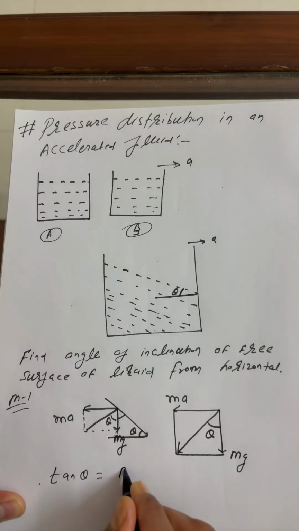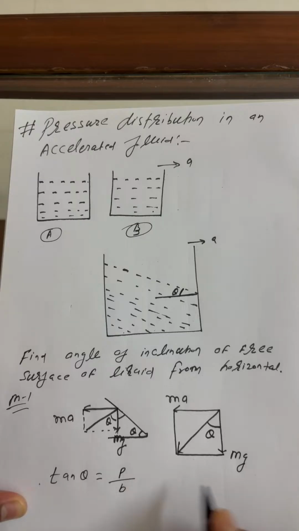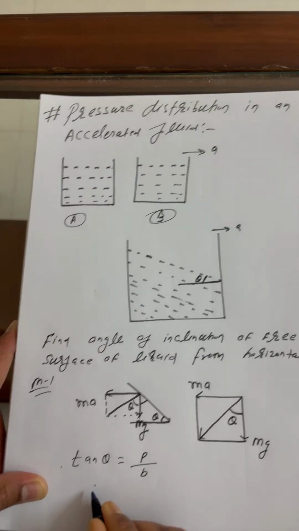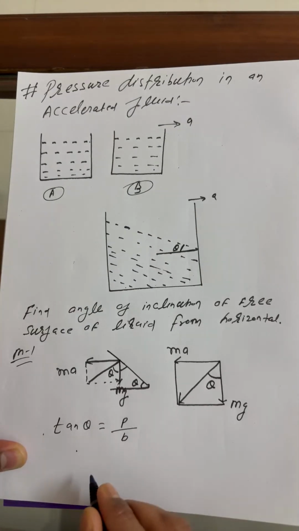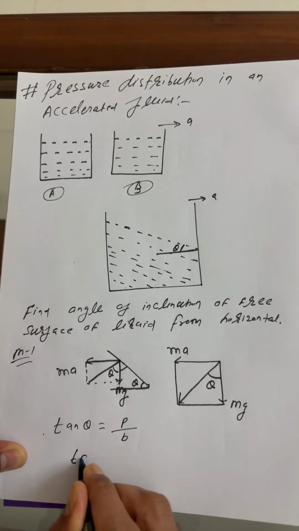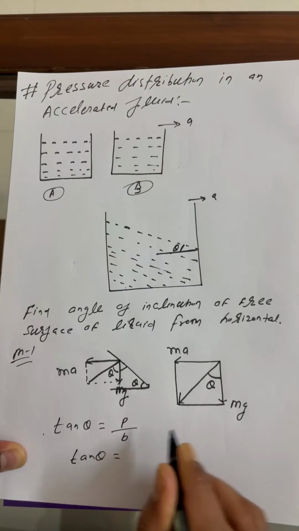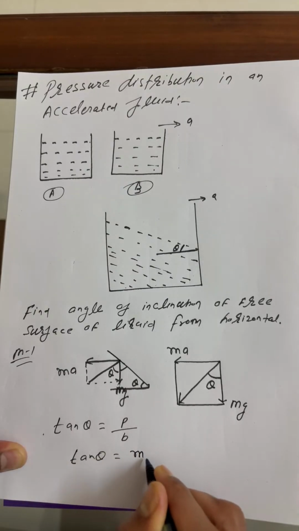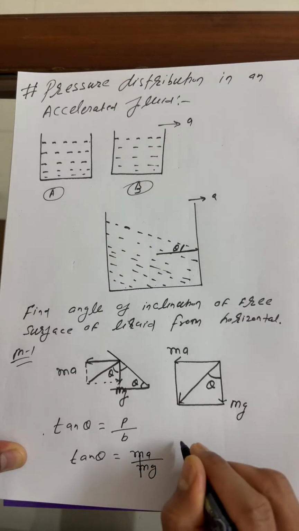I hope all of you remember perpendicular upon base. So what's perpendicular upon base? Here tan theta is perpendicular upon base. Perpendicular is ma, and base is mg, so this cancels out.